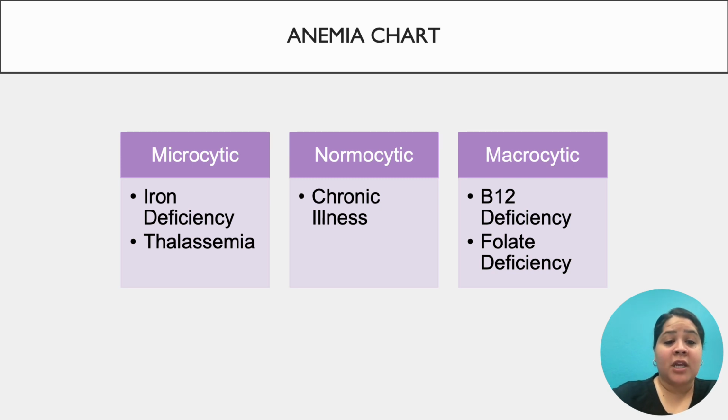Under normocytic anemia, it's usually a result of chronic illness, so this is the patient that we would want to thoroughly get an HMP on to make sure that we're identifying all the possible causes.